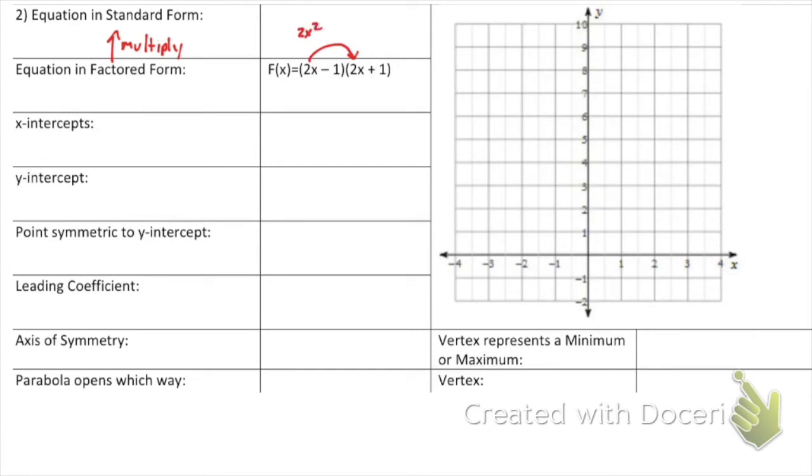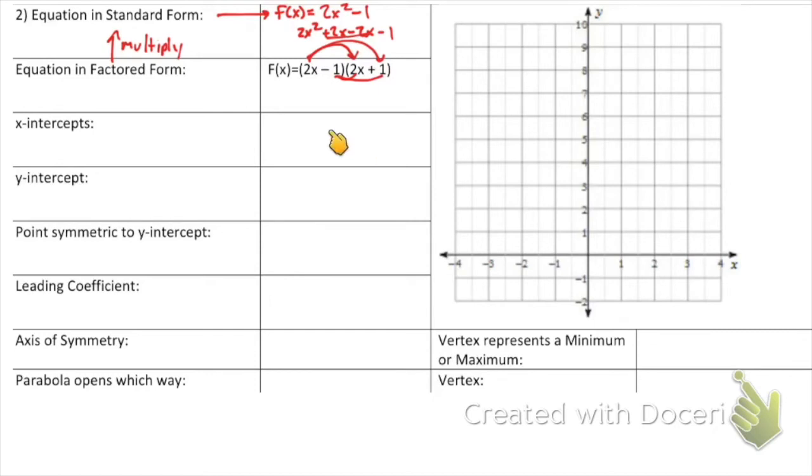2x squared, 2x times 1, positive 2x, negative 1 times 2x is negative 2x, negative 1 times positive 1, that's negative 1. Combine like terms, these x's in the middle actually cancel out. So what I'm left with for standard form is this. We have f of x, because we have it in function form, equals 2x squared minus 1. Okay, so simple multiplication.